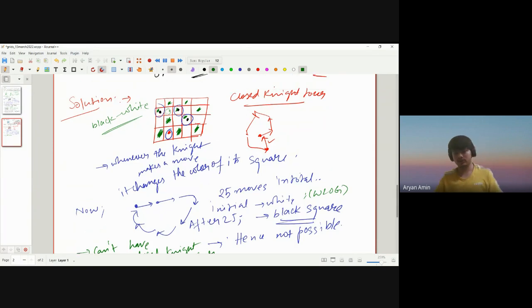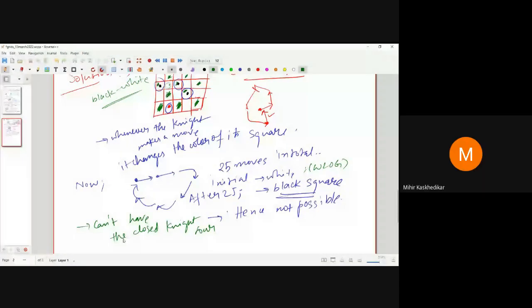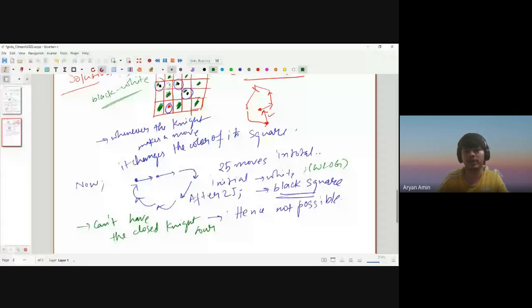Okay. Yeah. So any questions regarding this? Yeah, go on. Also, is it known, like if we remove that condition to return to the initial position, then is it possible? Yeah, I think it is possible that the open knight tour exists, and you can just Google Wikipedia for that. If you Google closed knight tour, the first animation on Wikipedia is the 5x5 open knight's tour. Yeah, it does exist.